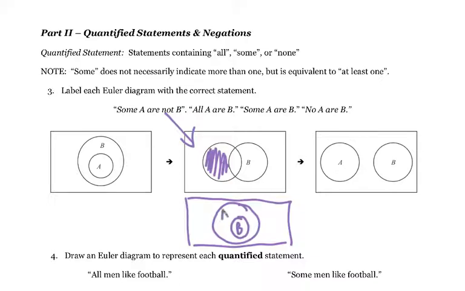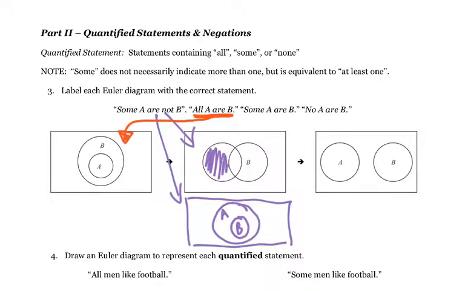If that one's B and this one's A, we have some elements in A that are not in B. So this one could be represented by one of those two diagrams. That's different from the second one, all A are B. That means that everything in A is also in B. And that's just this example here. Everything in A is contained within B.